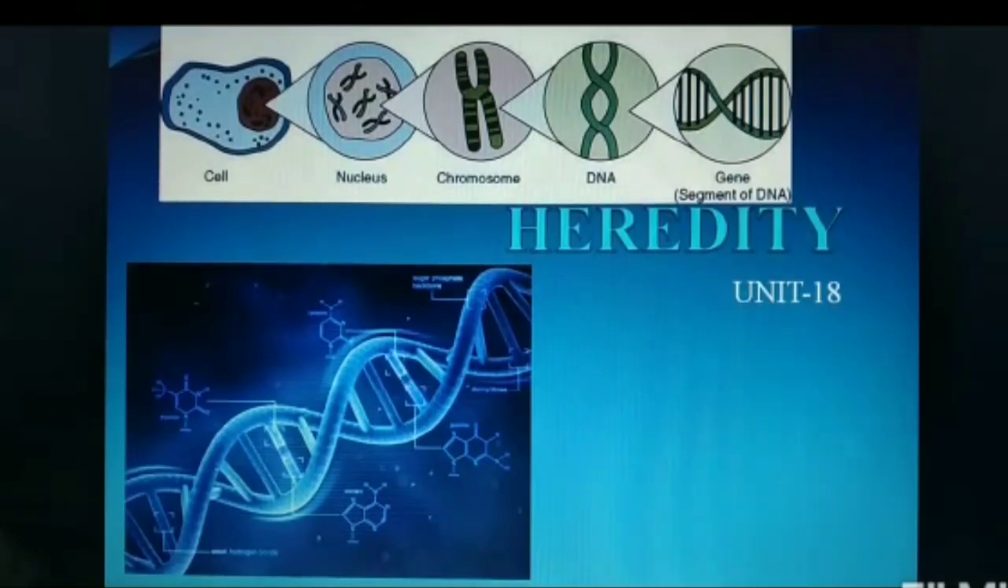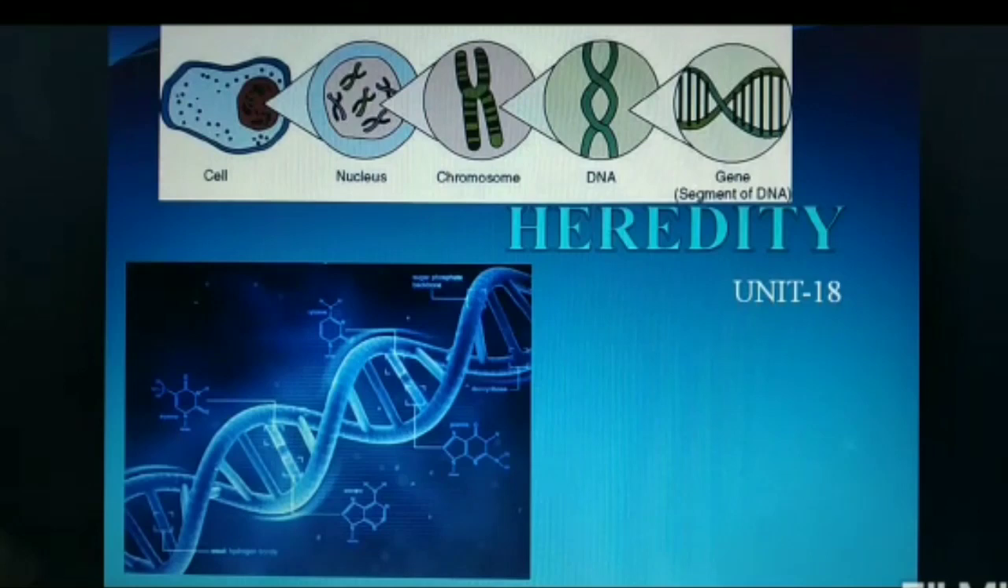The branch of biology which deals with the study of genes, genetic variation and heredity of living organisms is called genetics. This is an important two-mark question. Genetics means the branch of biology which deals with the study of genes, genetic variation and heredity of living organisms. Heredity is the transmission of characters from one generation to the next generation.